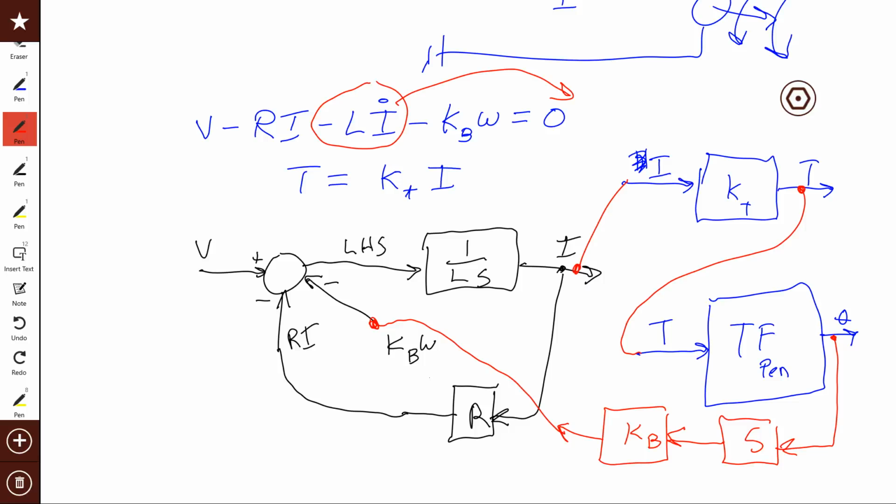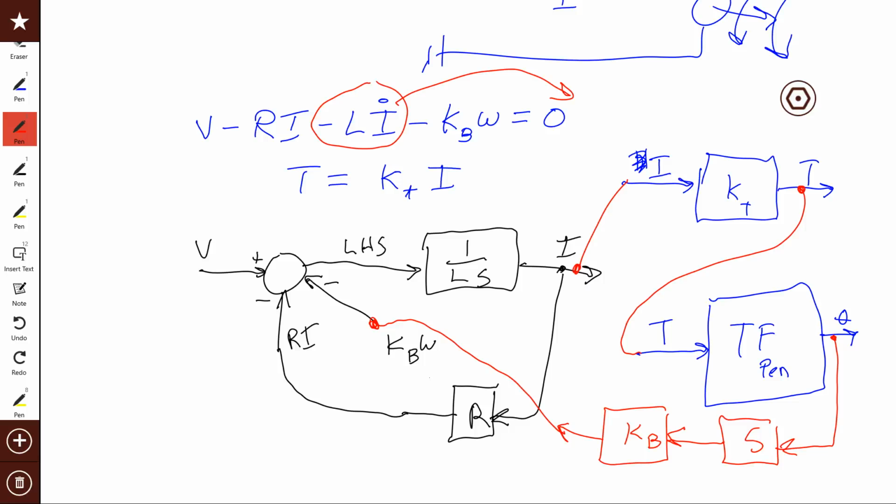So which one is the output? What do you want? Do you want to know the position? Are you interested in where the car is or how fast the car is going? What problem are you solving? But you ought to be able to say, well, what's the input? It's got to be voltage.